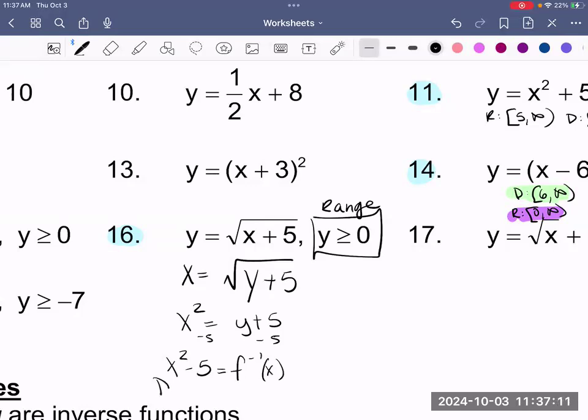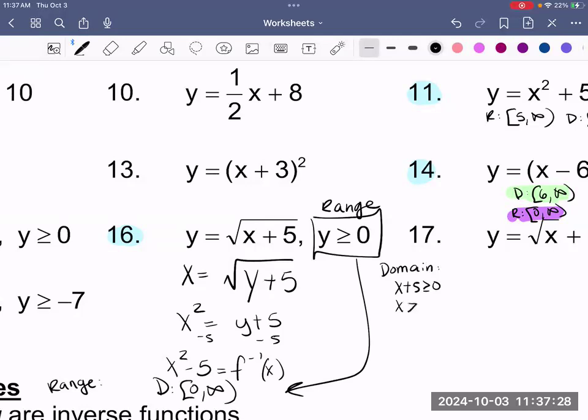meaning that your domain here is now your range from 0 to infinity. And your range of this one is going to be your domain of this one. Your domain of this one, we set again greater than or equal to 0. So greater than or equal to -5. So we go from -5 to infinity, which is the same as your range over here.